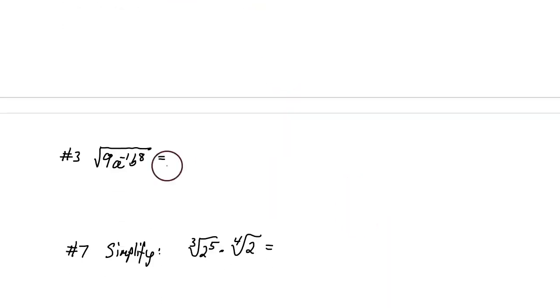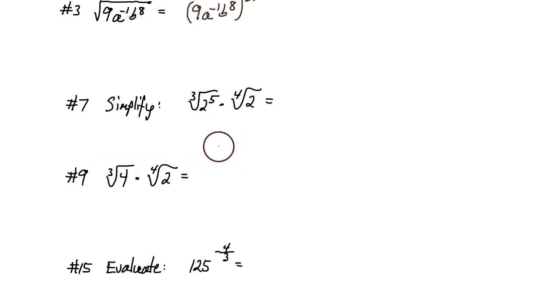Number 3, same instructions. This is a square root. So to do this, we just need to realize what exponent means the same thing as square root. It is the 1/2 exponent. So here is exponential form that goes with this radical form.